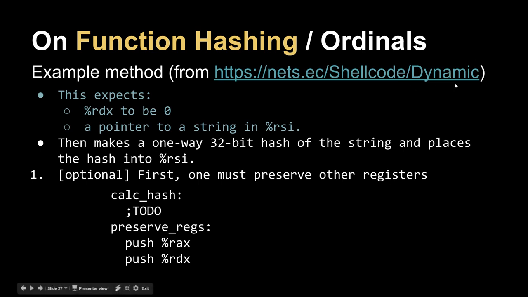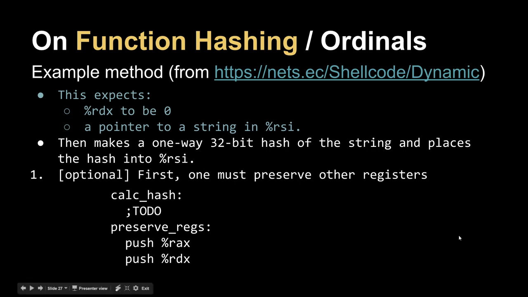So we're going to borrow an example method for function hashing that's several steps long from nets.ec's wiki page on dynamic shellcode. It's actually a very good wiki for forensics and incident response and defenders to just browse through in general. There's a lot of stuff that really is eye-opening in terms of what shellcode and malware can do. So if you have free time and you are in incident response or malware analysis, it's really worth browsing that wiki and bookmarking it. But I digress.